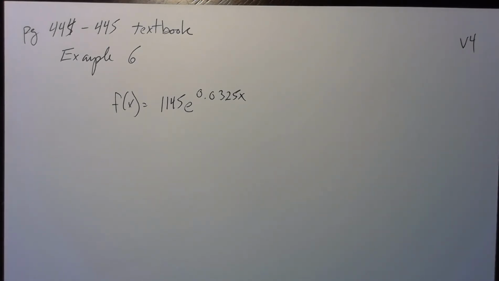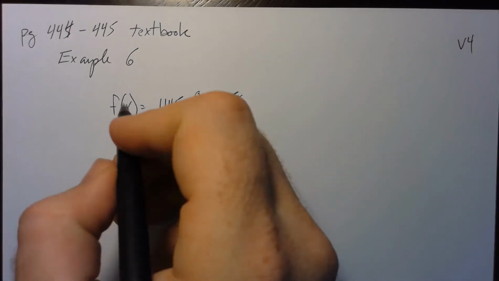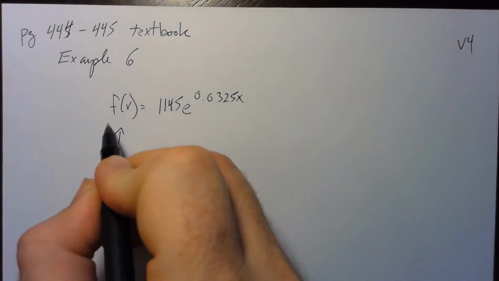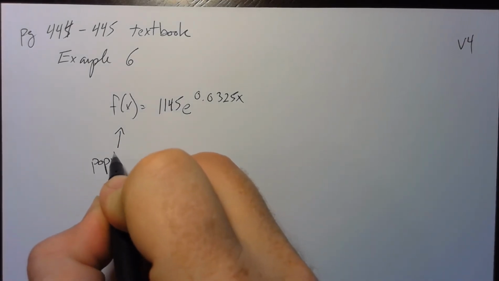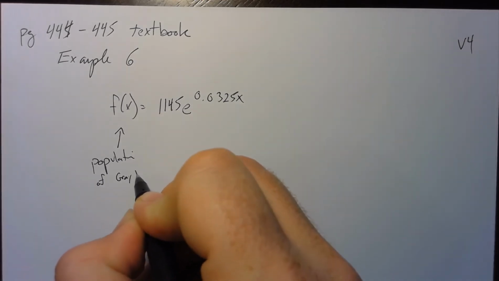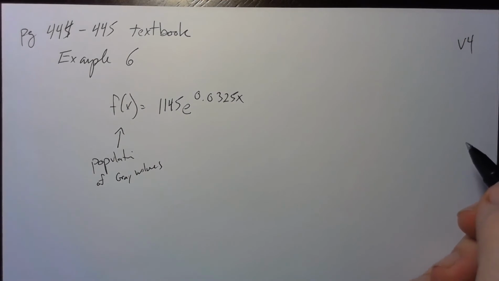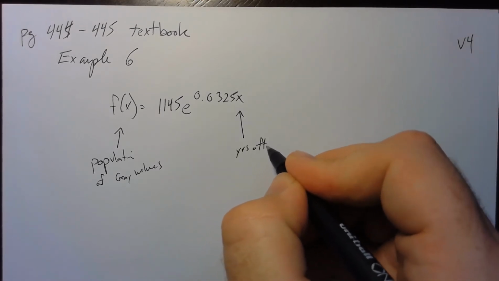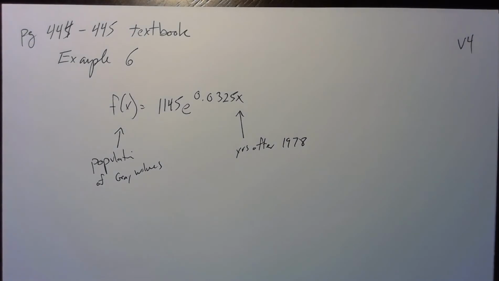This particular function is supposed to model the gray wolf population in the western Great Lakes. f of x is the number of the population. So we have to be very careful when we read these problems to be very clear about what these things are. f of x represents the population of those gray wolves. And then your x notation. Now this is the tricky part. x represents the number of years after 1978.